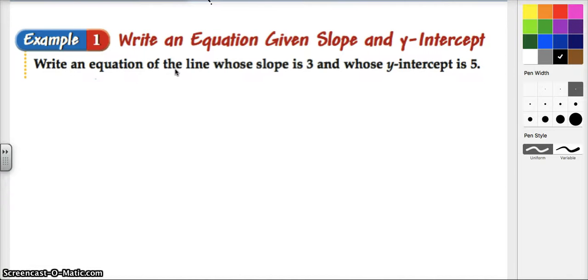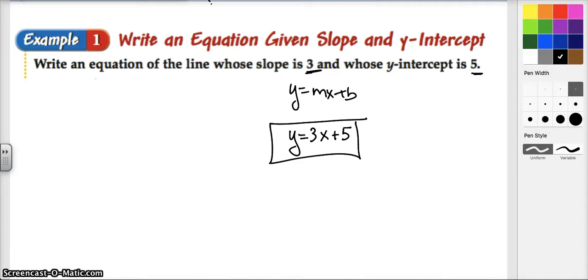It says write an equation given the slope and y-intercept. Well, remembering that y equals mx plus b is the slope-intercept form of a line, we're going to write an equation whose line has a slope of 3 and whose y-intercept is 5. Tells us exactly what to do. We're going to replace the m value with 3, which is our slope, and our b value with 5 because that is the y-intercept. And by the way, we are done.